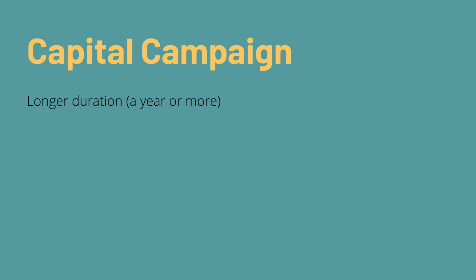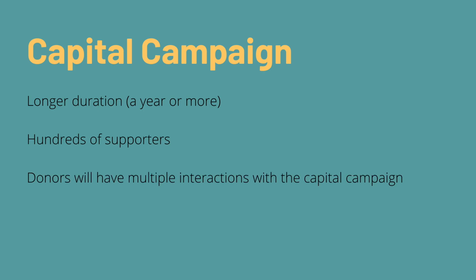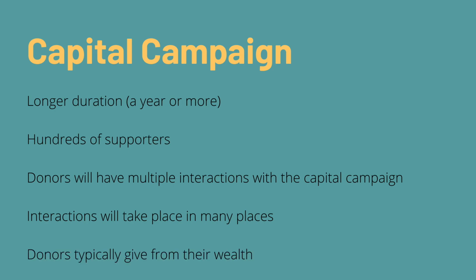On the other hand, a capital campaign is longer in duration, at least a year, probably 2 or more. And instead of thousands of supporters, it's really focused on a few hundred supporters. And those supporters, or donors, are going to have multiple interactions with you and your campaign throughout that period of time. Their interactions are going to take place in many different places, in person, at events, meetings, but also online or through newsletters and mailings. And these people are typically giving from their wealth, not from their monthly paycheck or what they've received that month. Now these gifts tend to be larger, not smaller, like we just talked about.